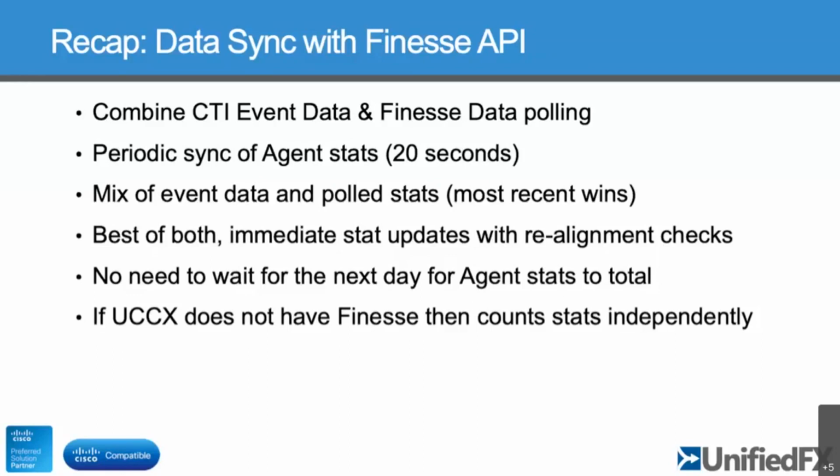So the key thing is it gives you the best of both. You get the immediate stats updates, but you also have that fullness of double checking the values with the more consistent data that sits inside the UCCX database. Because effectively, when we're taking event data, we just get one event at a time. We have to count things. Whereas when you query the APIs, such as the Finesse API, you get a total number. So it allows us to realign that basically every 20 seconds. It is generally a very rare thing when it drifts, but at least if it does, it's auto-rectified very quickly.